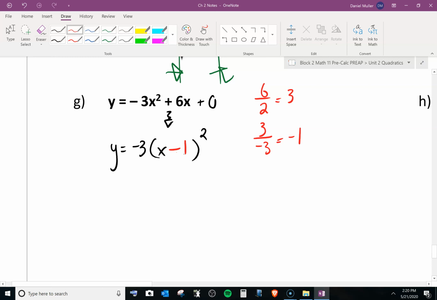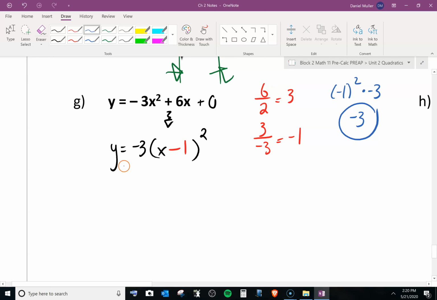So that's -1. Now you're going to FOIL. You're going to go x minus 1 times x minus 1. And once you get that, you're going to times that all by -3. And it's going to match this exactly, except for the last number. So I'm going to do the cheating way to get that last number. So the last number is going to be -1 squared times by the number in front. So -1 squared is 1. 1 times -3 is -3.